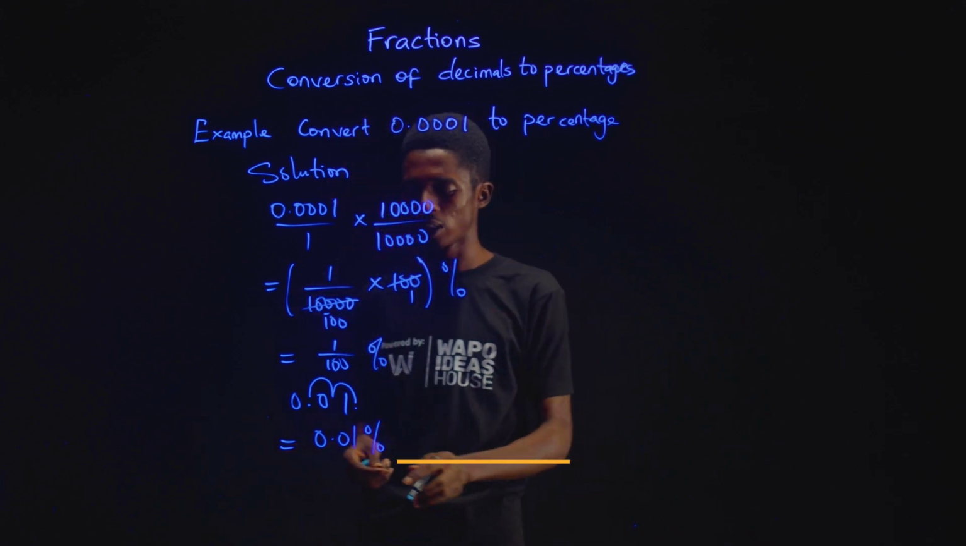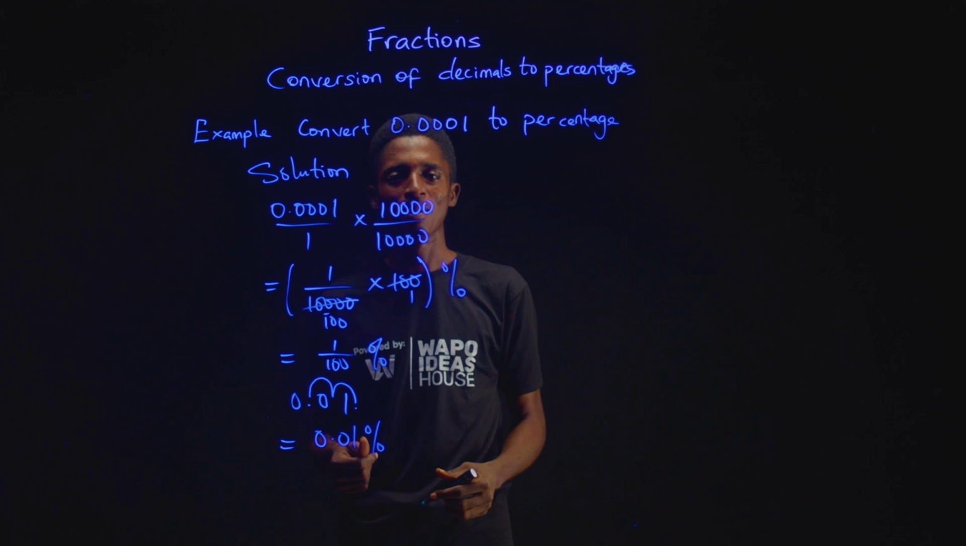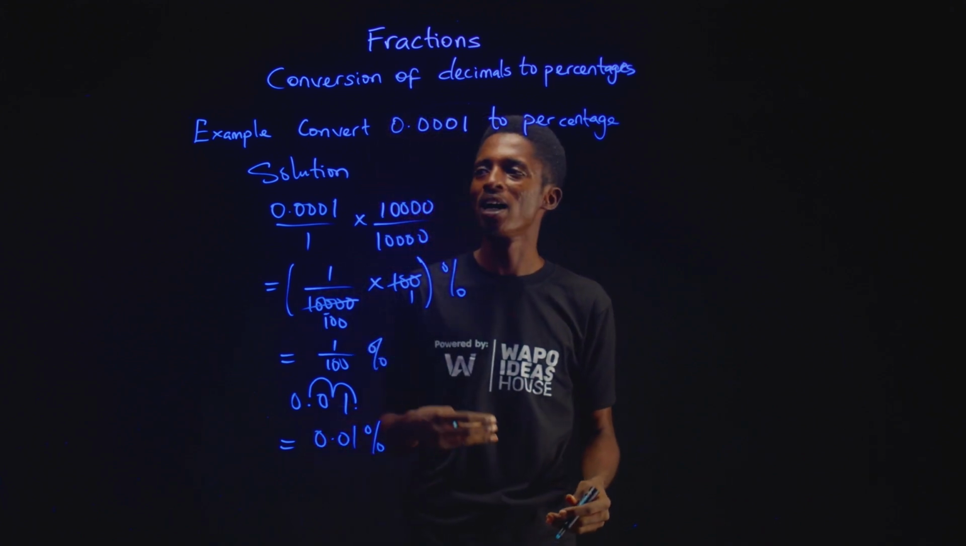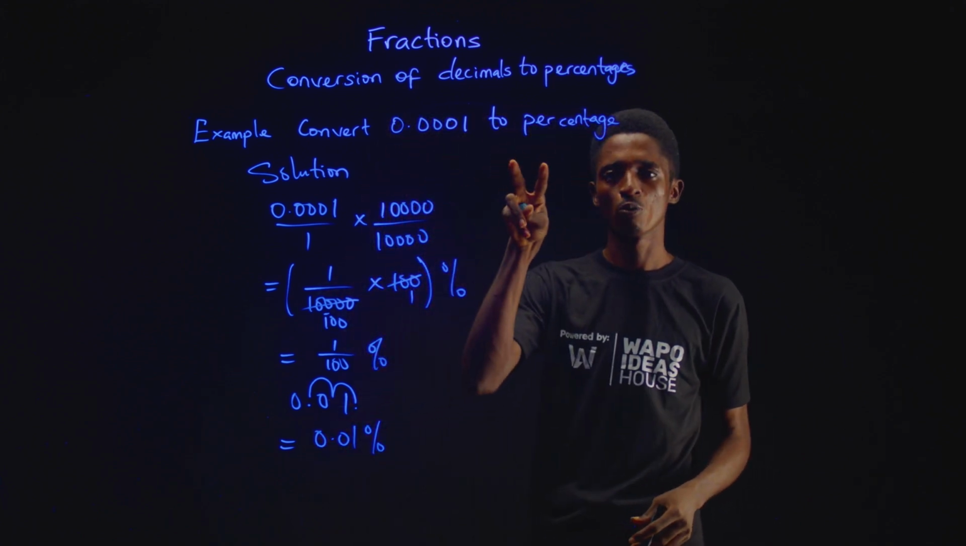So 0.0001 to percentage would give us 0.01%. This is how we convert numbers from decimal form to percentage.